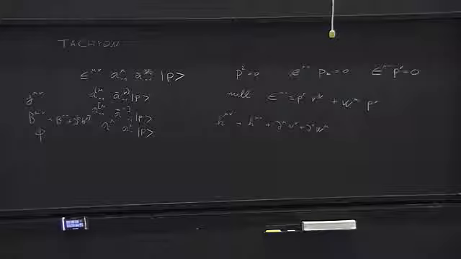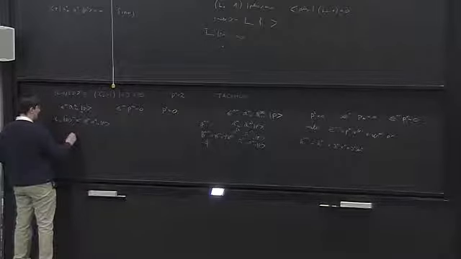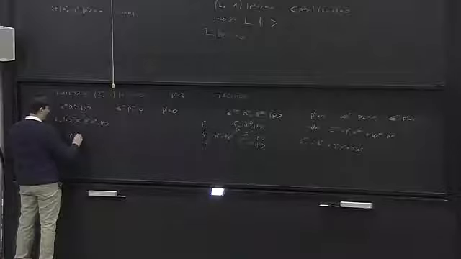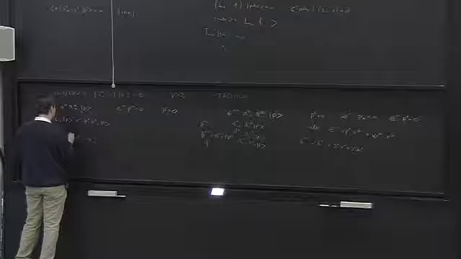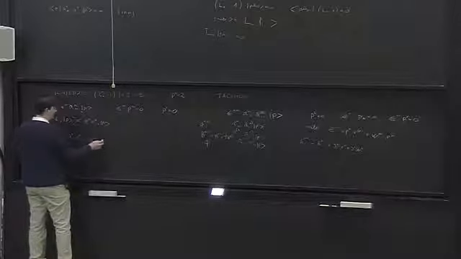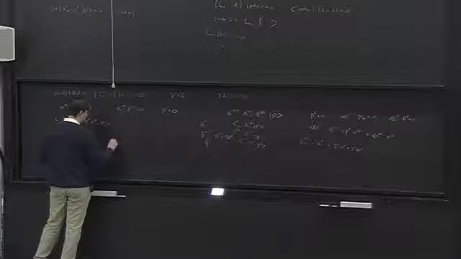So if you now look at the other string states, the ones that are built at higher levels, built out of things like A-1 mu, A-1 mu, or A-2 mu on the left, and the same things on the right, on the antiholomorphic side.